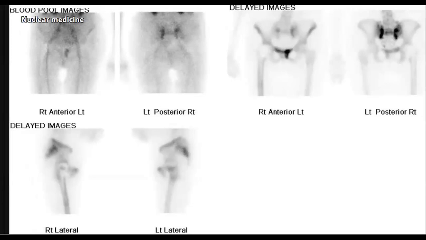So let's go to another case in the bone scan, and again this patient has breast cancer, and right now she presented with pelvic pain. So what do you think? Where is the abnormality? Yes, this is the typical Honda sign, and in the posterior view it is more obvious.